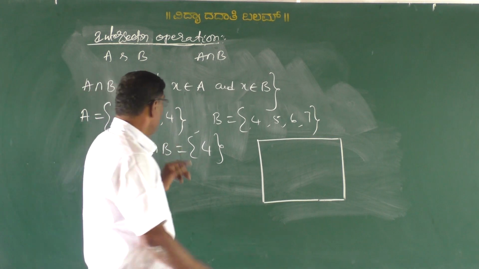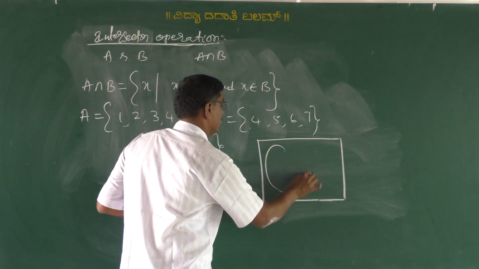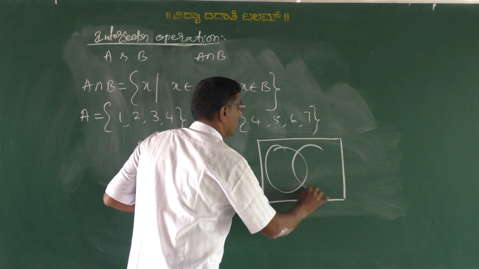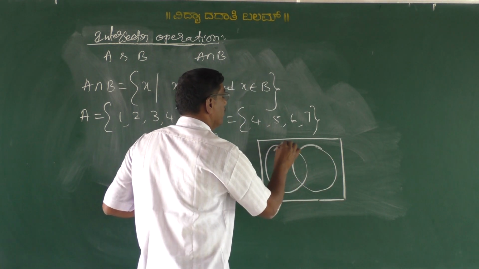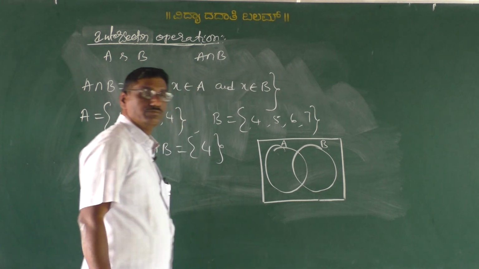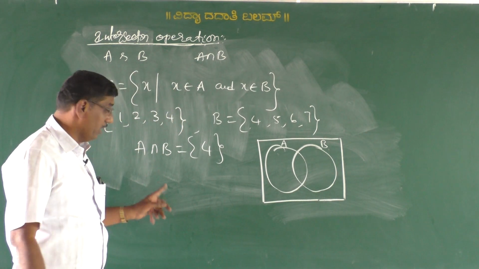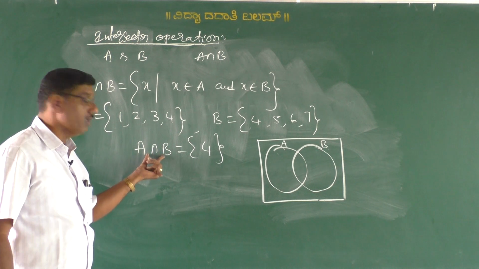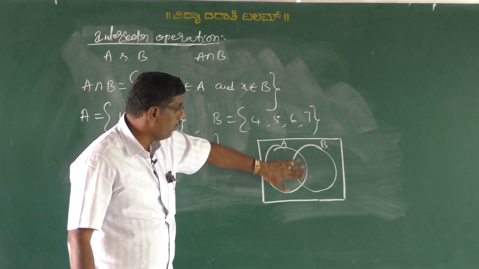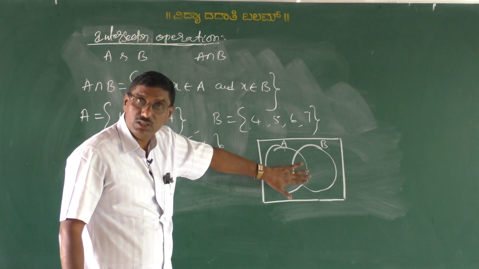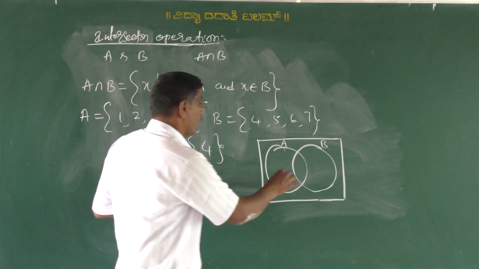Yes, here are two sets, A and another one is B. This is A, this is B, isn't it? Now we are going to write the common element, this is the common part for both of the sets A and B. That means 4.